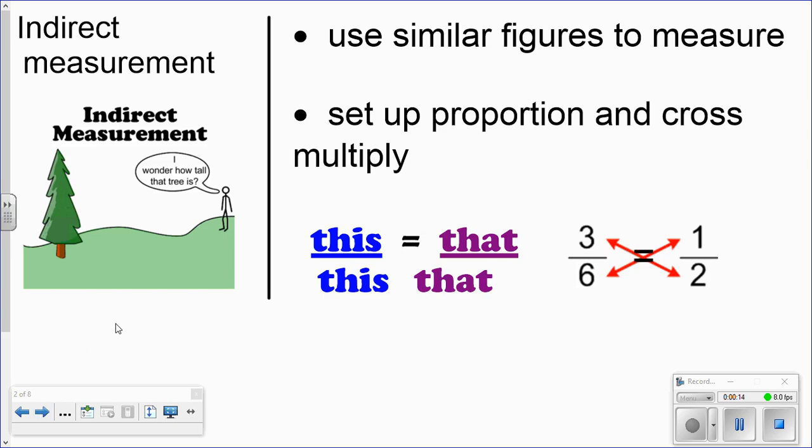So indirect measurement means that we use similar figures to measure. So we set up a proportion and cross multiply. So remember, this is to this, that is to that. And then we can say 3 times 2 is 6 and 6 times 1 is 6. So they are proportional.